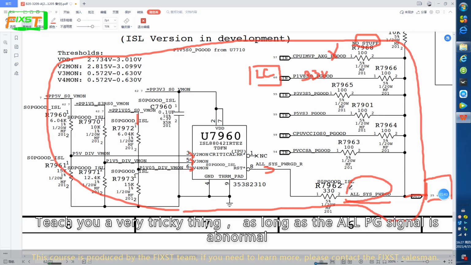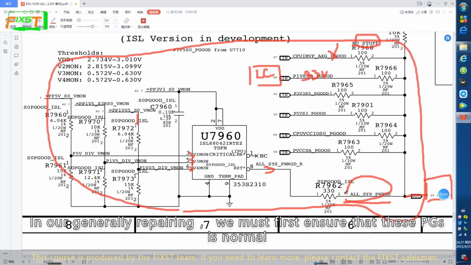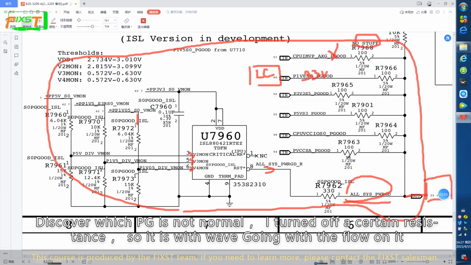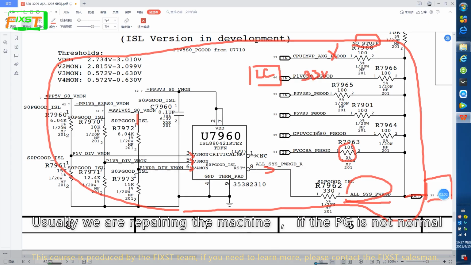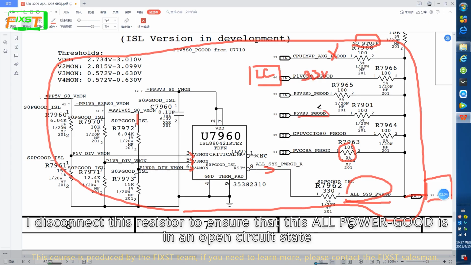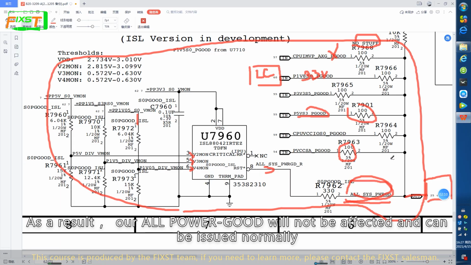Here is a very tricky thing: as long as the all PG signal is abnormal. Generally in our repairing, we must first ensure this PG is normal. Discover which PG is not normal. I turn off a certain resistor. Usually when we are repairing the machine and the PG is not normal, we disconnect this resistor to ensure that this all power grid is in an open circuit state. As a result, our all power grid will not be affected and can be issued normally.